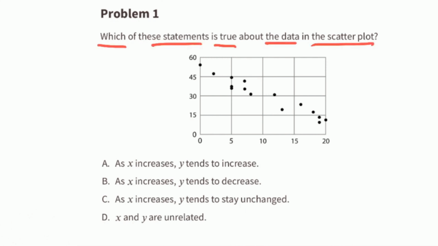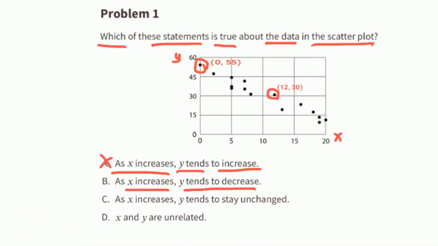Problem number 1. Which of these statements is true about the data in the scatter plot? A. As x increases, y tends to increase. As the value for x increases, we can see that the value for y decreases. If we plot the points and show the line of the graph, we can see that the slope of the line goes down, and this shows that as x increases, y tends to decrease. So this one wouldn't be true.